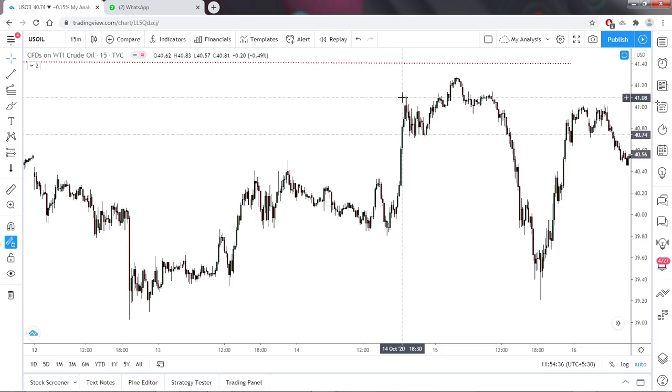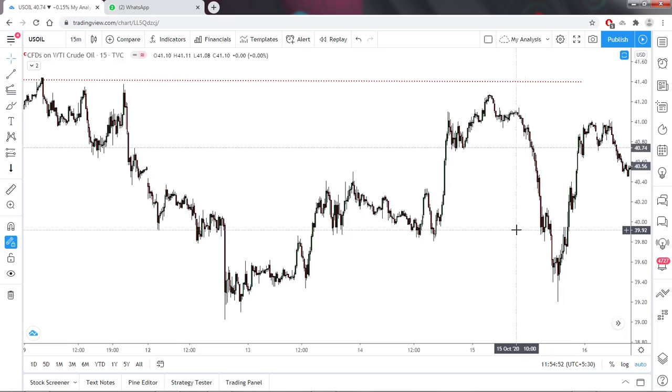1, 2, 3 and 4 got a deeper correction, and I have an order placed at 41.15 in sell, and it did in the early morning. I got triggered and immediately it fell down, and I booked at the 40 level. 41.15 and 40, I have booked the profit.